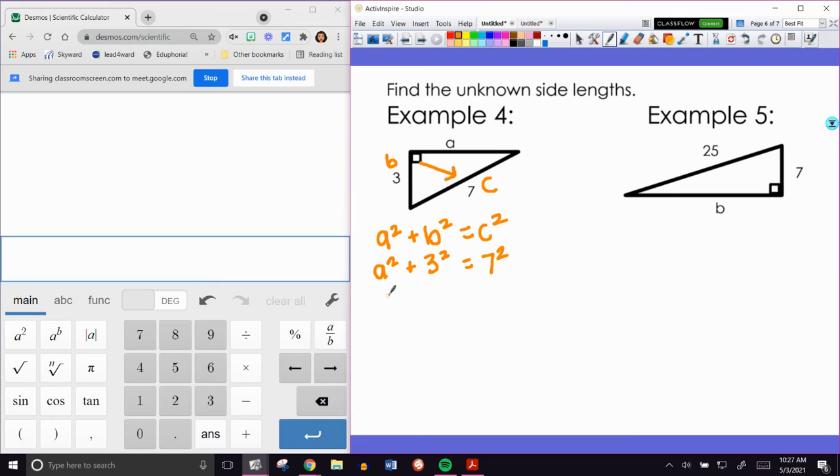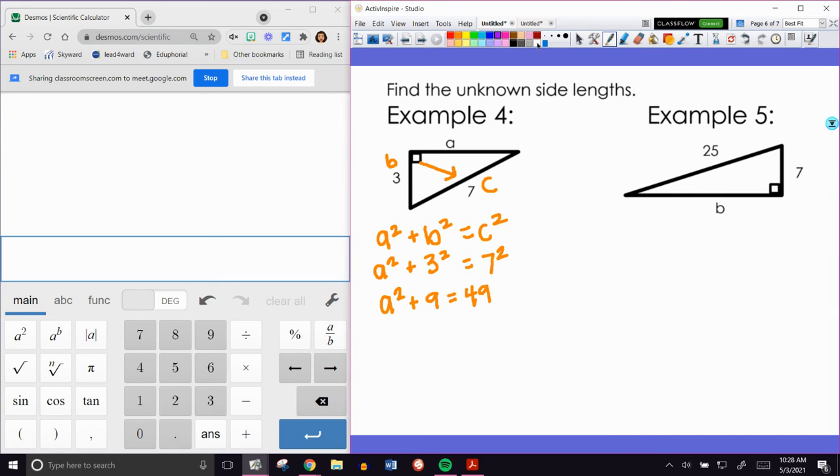Can't do A squared, so I'm going to leave A squared. But I can do 3 squared, and I know that 3 squared, or 3 times 3, is 9. And then 7 squared, or 7 times 7, is 49.